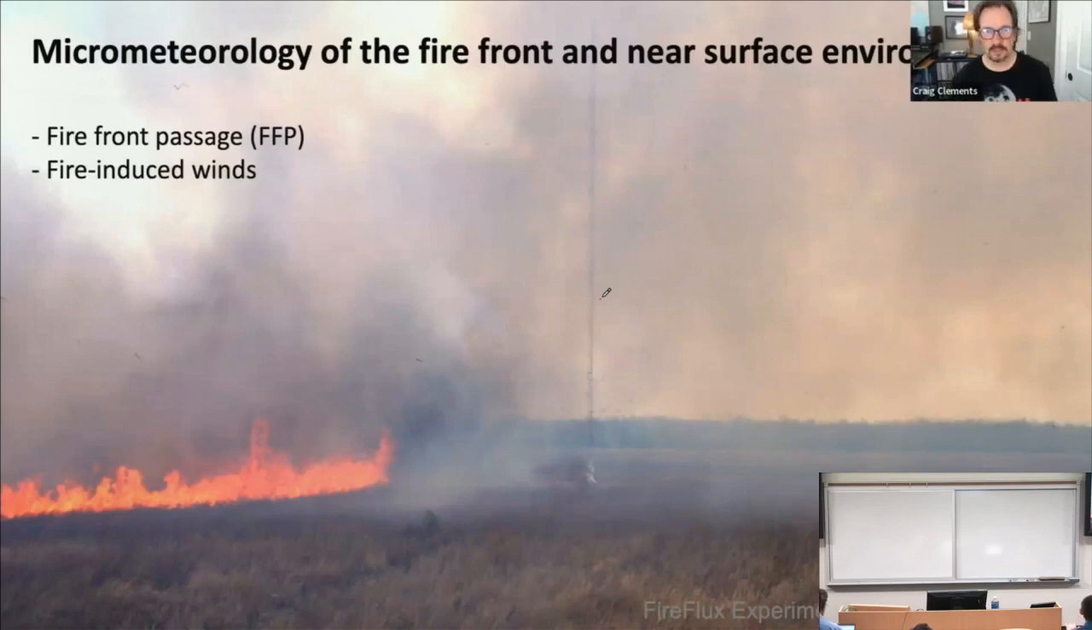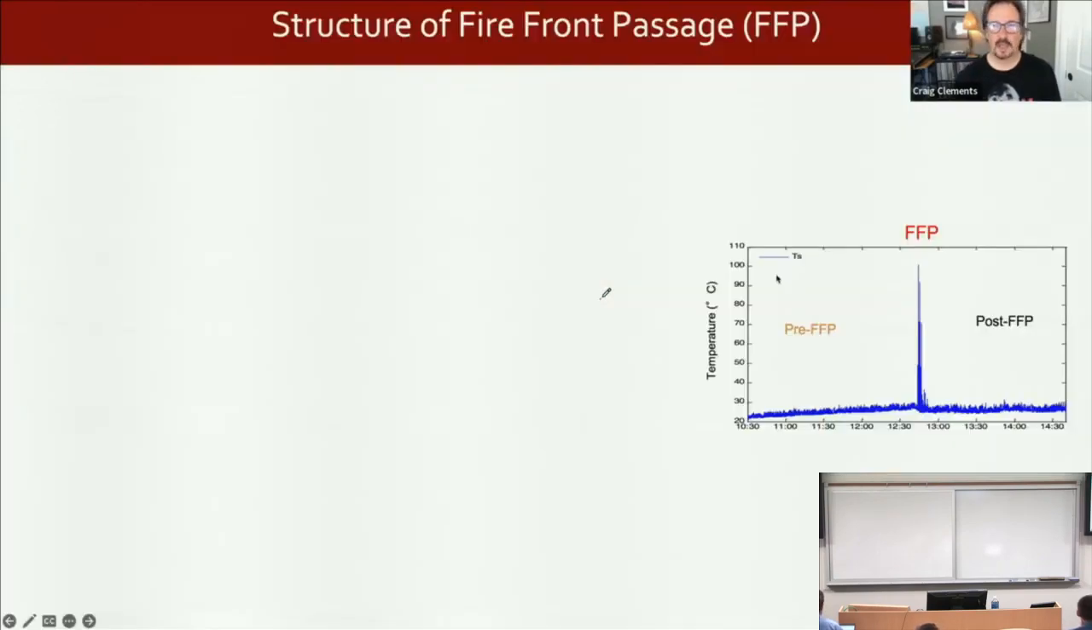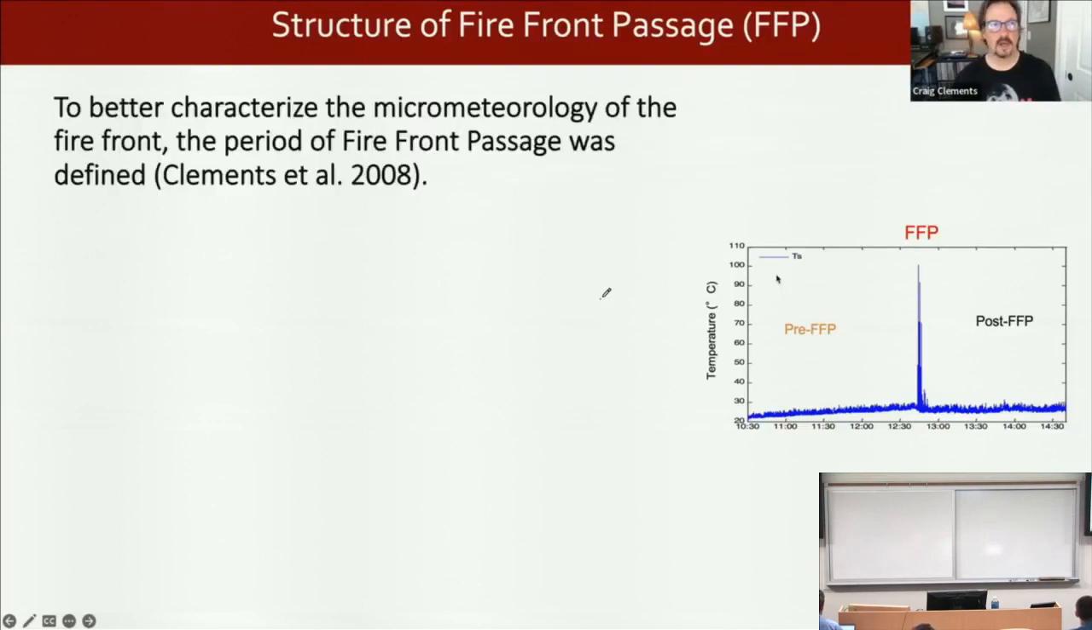So this is a picture of the fire flux experiment from 2006. There are multiple sonic anemometers on this tower. A grass fire was allowed to freely burn through it as a head fire. And then we can define the structure of the fire front passage to better characterize the micrometeorology of that fire front. We first proposed this, I think, back in 2007.